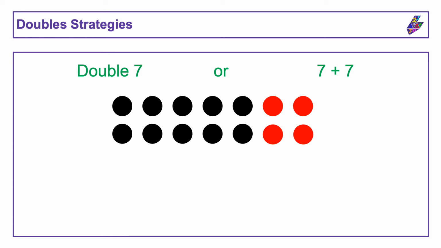Have a look at the visual below and think about how it could help you to work out double 7 if you didn't just know the answer. Pause the video and think to yourself first before continuing.